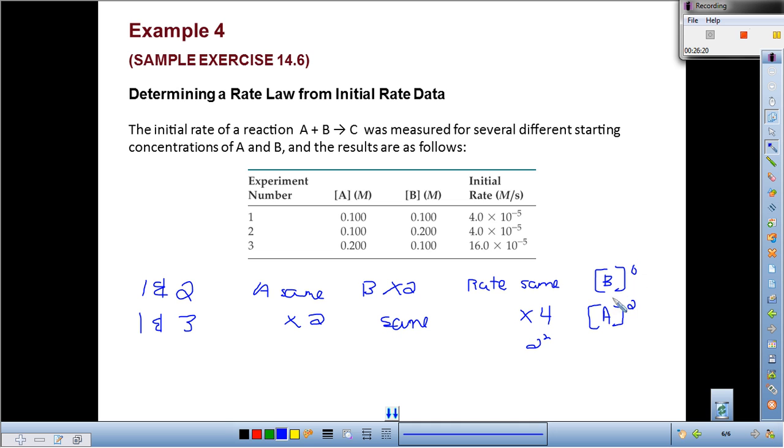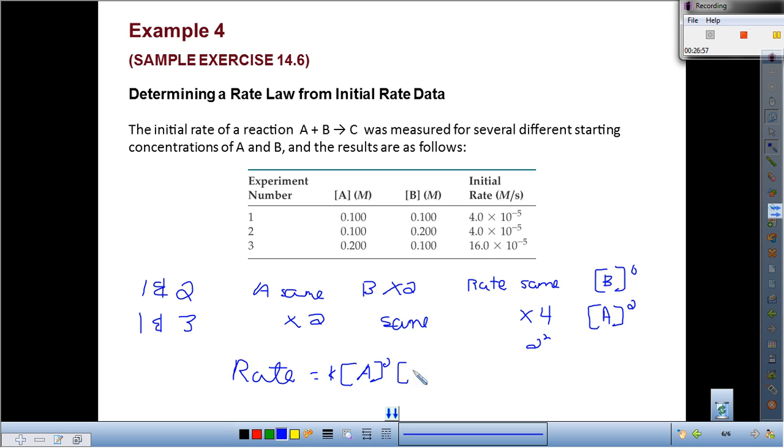So now that I know the orders of both of my reactants, I can write the rate law. I would say rate is equal to little k times the concentration of A squared times the concentration of B to the 0. What's our overall order of this reaction?